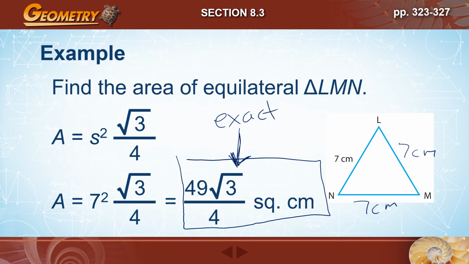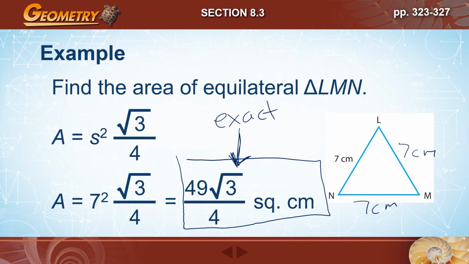Okay, it's an exact answer. Because 3 is not a perfect square, if we were to change it to decimal form, we would have to eventually round it. The square root of 3 is not a rational number. It goes on forever. And so to write it down, we would eventually have to round it, and then we would get an approximate answer.